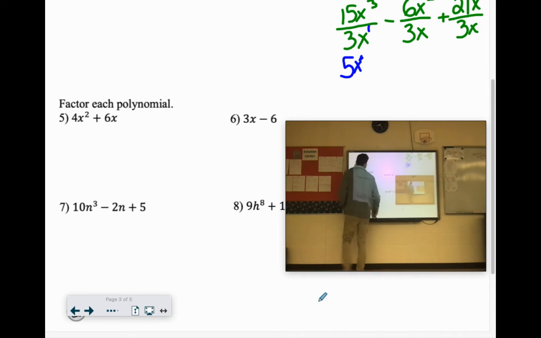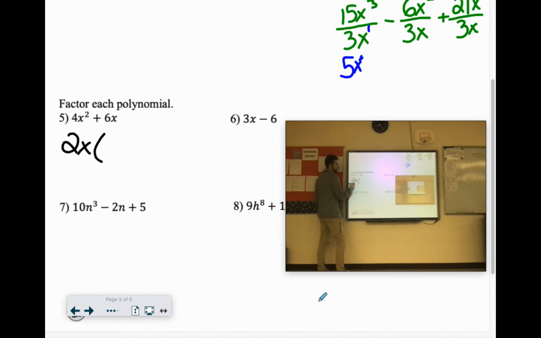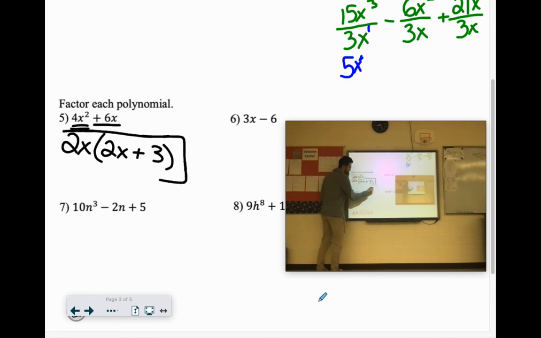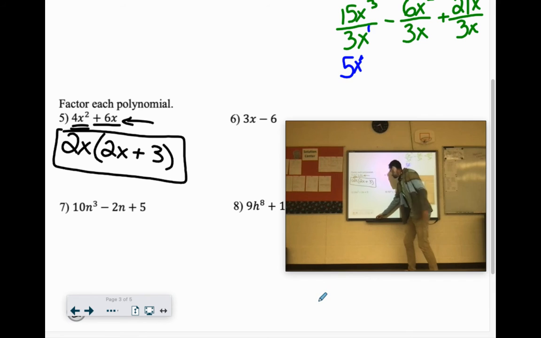4x squared and 6x, their greatest common factor would be 2x. 2x times 2x would give me the 4x squared, and 2x times 3 would give me that 6x. Now, if you ever want to check your answer, you could always distribute that 2x to both of them, and it'll come back out to that. So that's one way you can check your final answers.